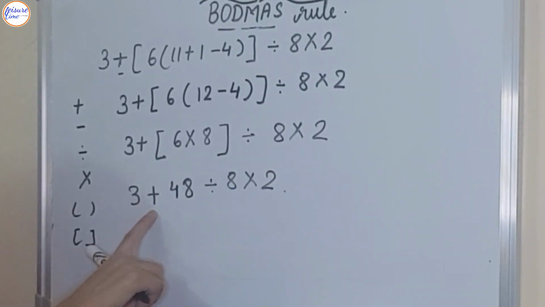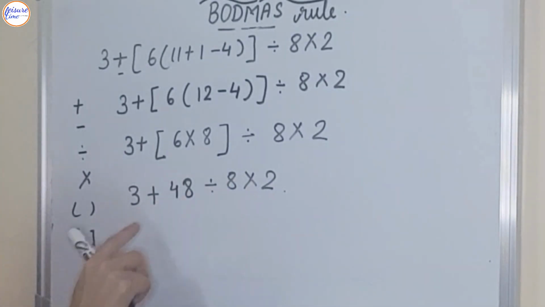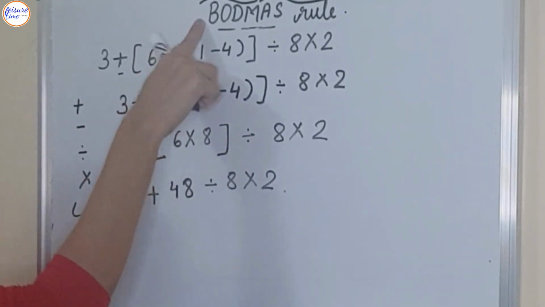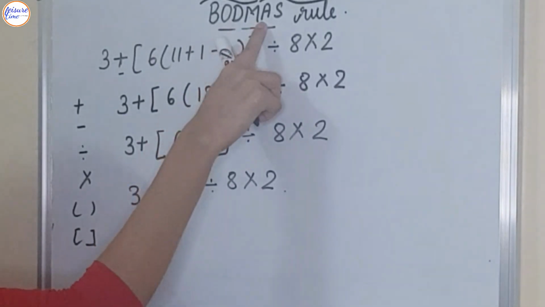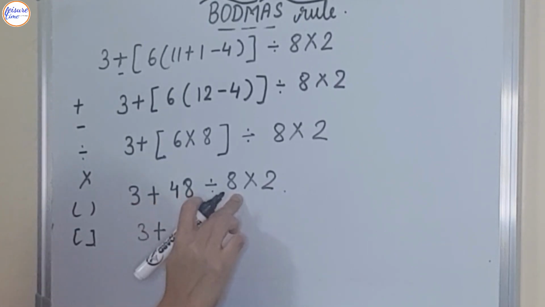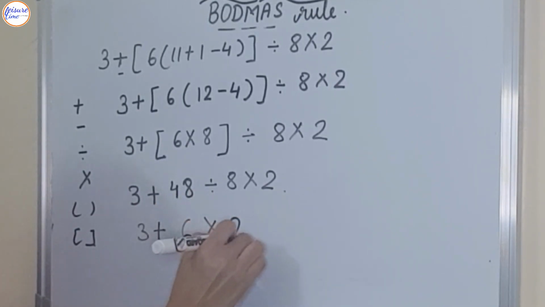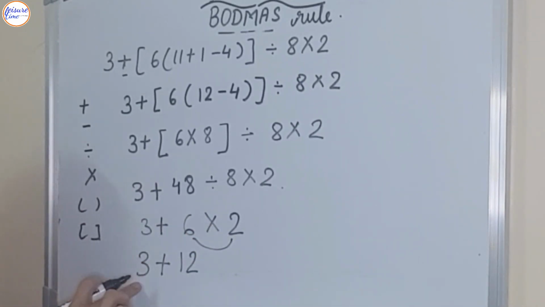Now what are your operations now? Addition, division and multiplication. According to the BODMAS rule, first we will divide, then multiply and then add. So 3 plus 48 divided by 8, that is 6, multiply 2. Now we will multiply first and then add. So 3 plus 6 multiply 2, 12. Now addition: 3 plus 12 is equal to 15. So 15 is your result.